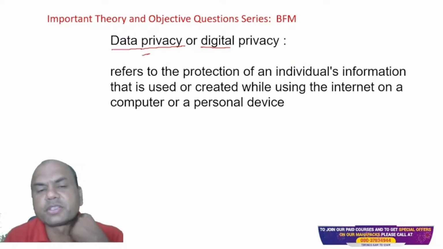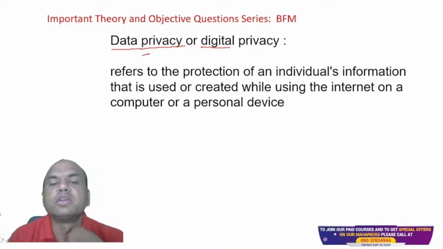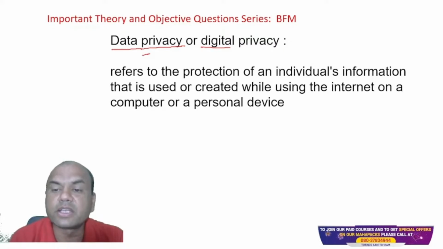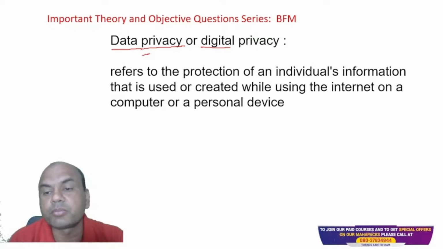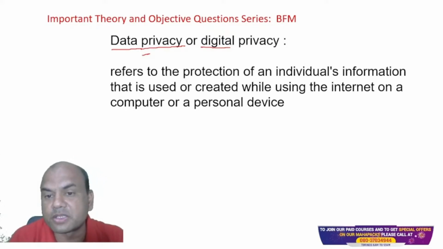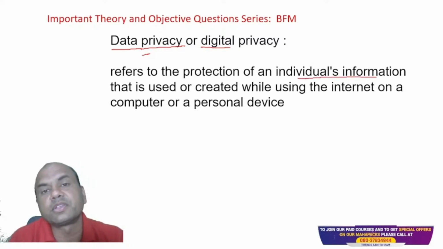So data privacy or digital privacy refers to the protection of an individual's information that is used or created while using the internet on the computer or a personal device. So what do you mean by this? Refers to the protection of individuals' information. Okay. Now what all information can the individual have?